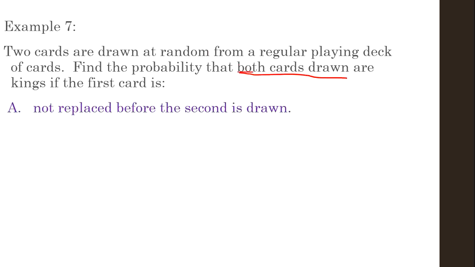Usually when you see a both in a probability question, that means and. So we need to find the probability that a king is drawn and another king is drawn, but on the condition that the first card is not replaced before the second is drawn. So since we know that this is and, we're going to have to multiply. So how many kings are in a deck of cards? There's 4 kings out of the 52.